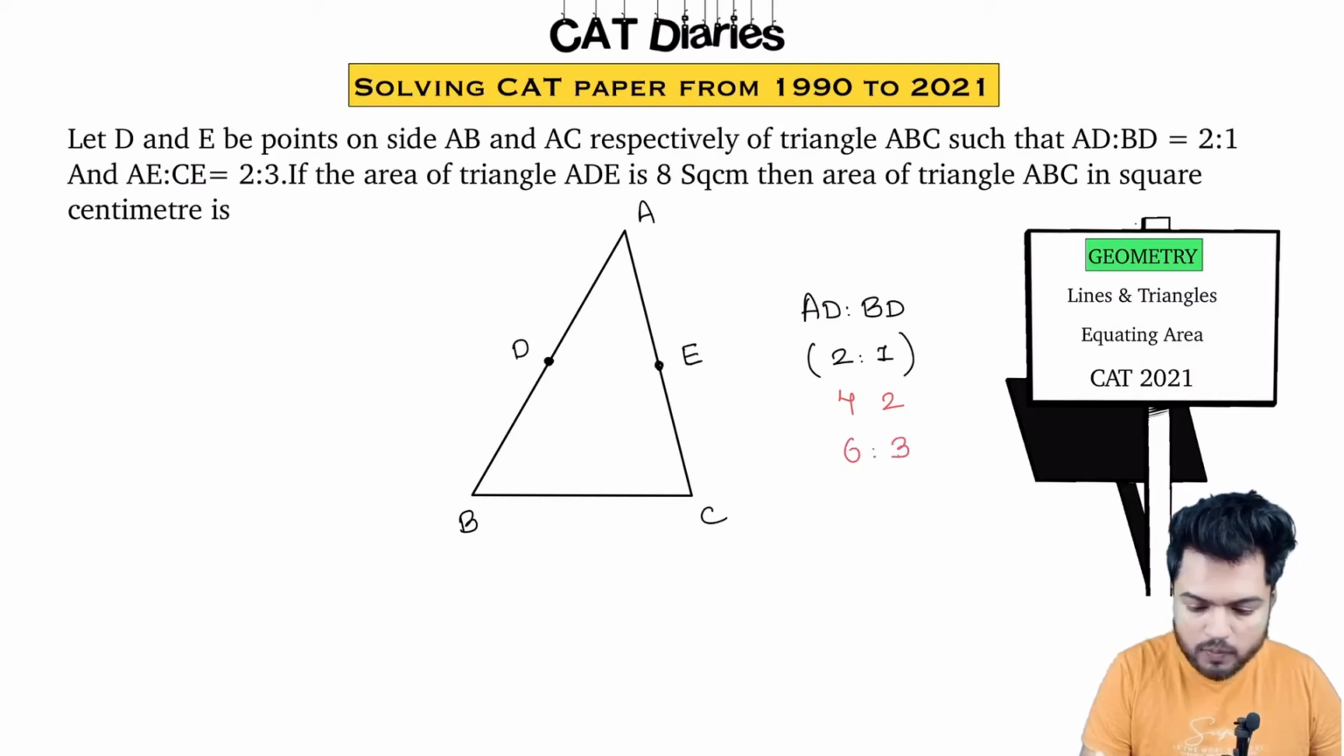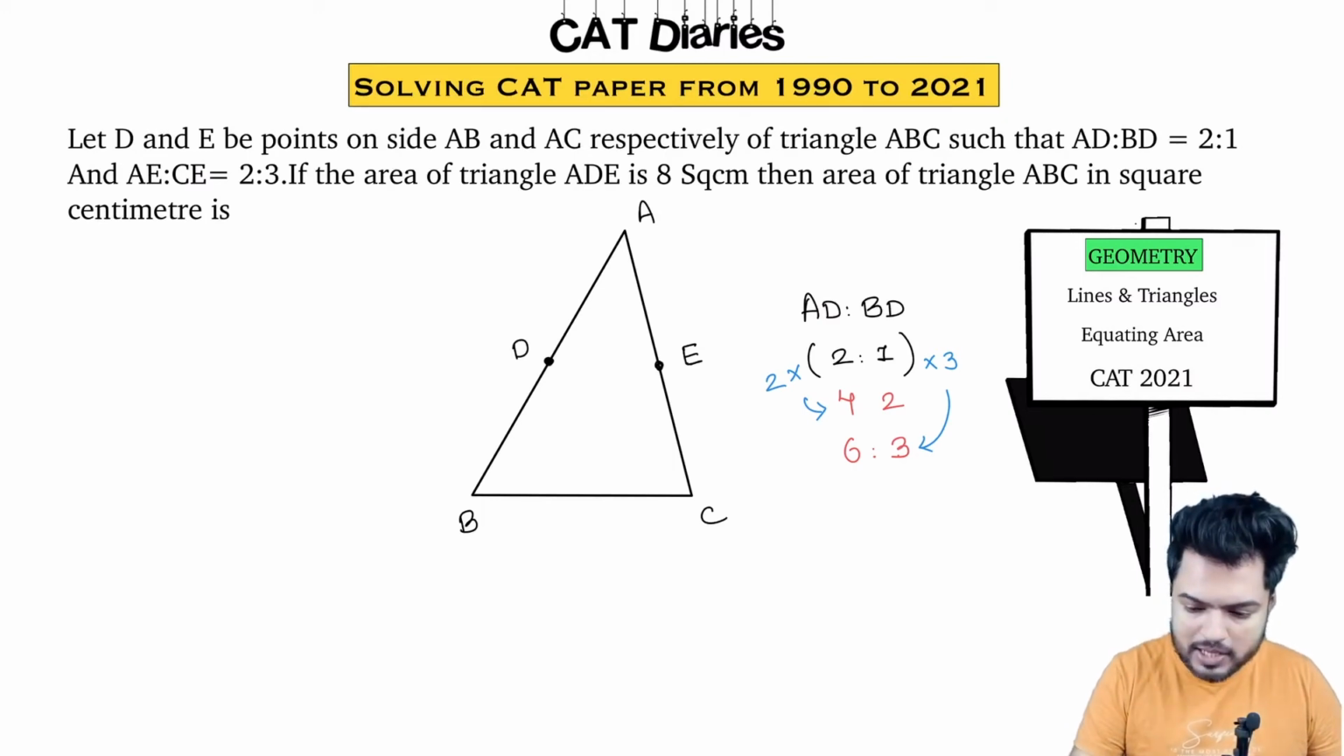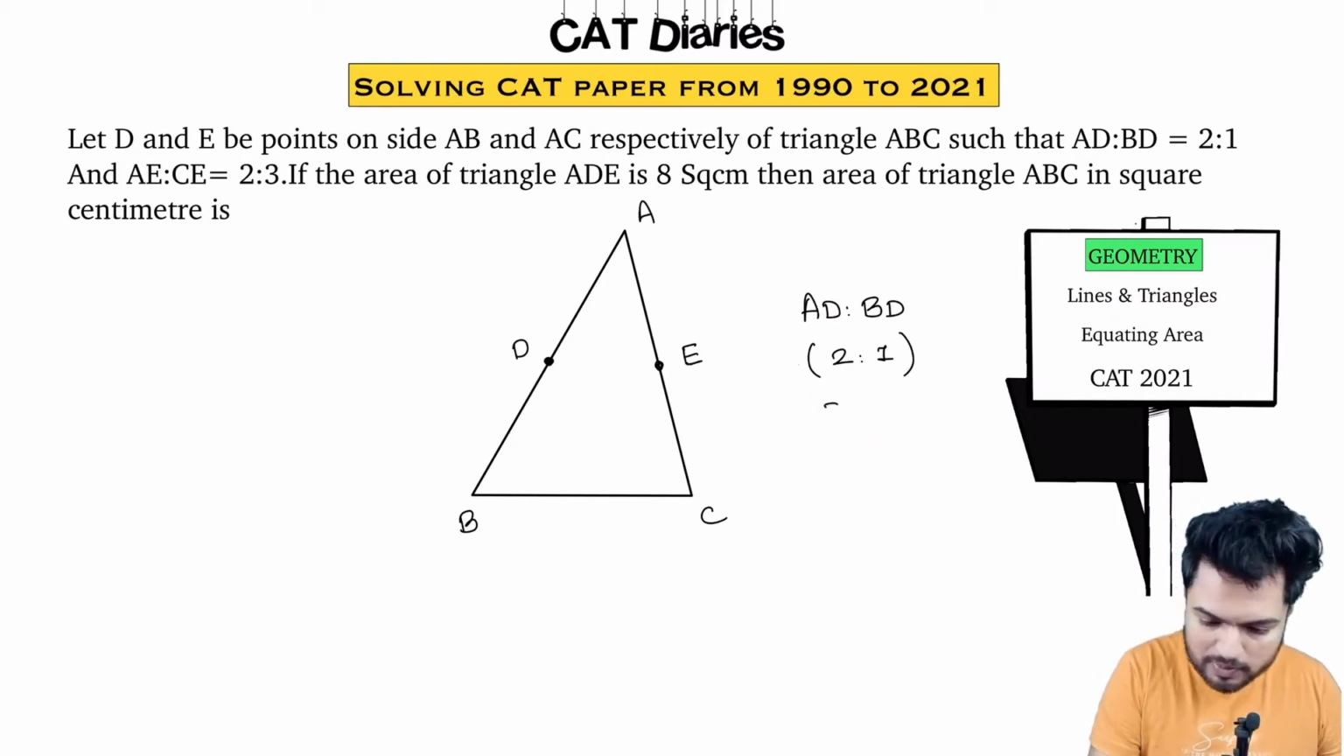You don't know. But whatever you are doing, you are multiplying this by one constant term. So if you multiply this by 2, you will get this. If you multiply this by 3, you will get this. So converting the ratio to values, you multiply by some one constant term, right? So I'm saying, okay, let this be x so that I can convert this to value. I'm multiplying this by x so that in value terms, this will become 2x and this will become x.